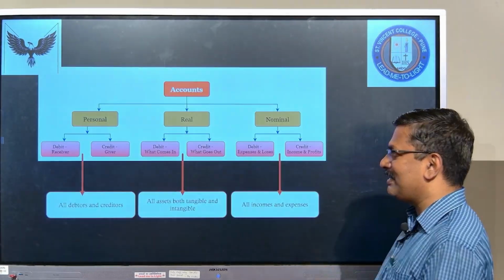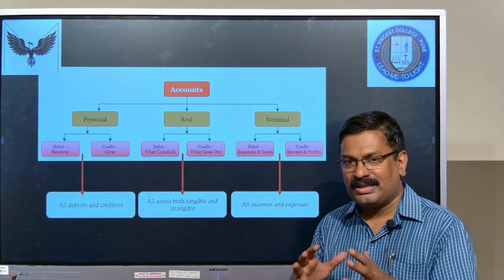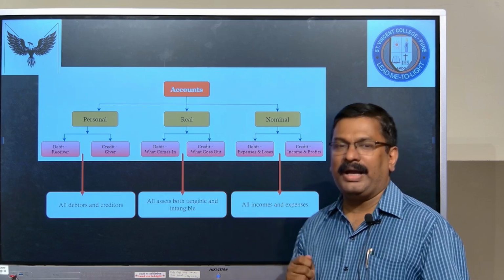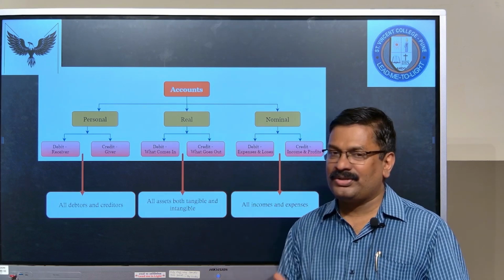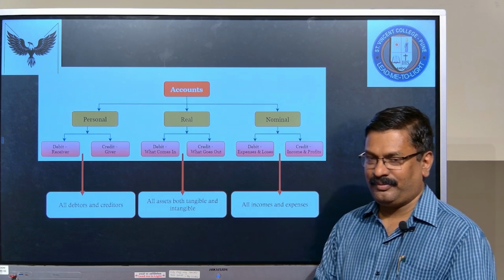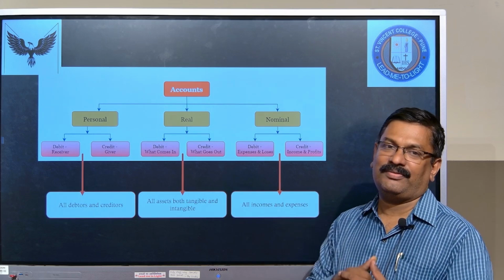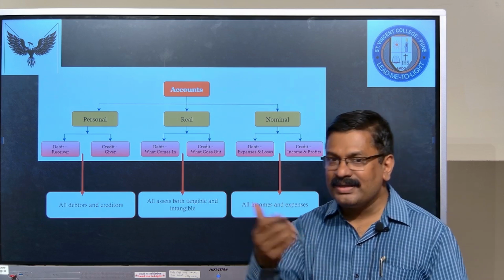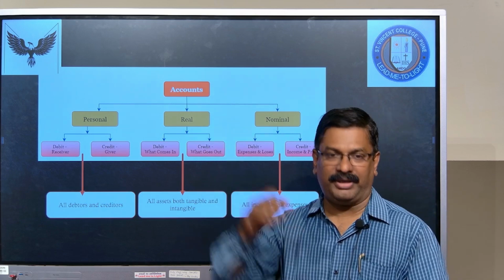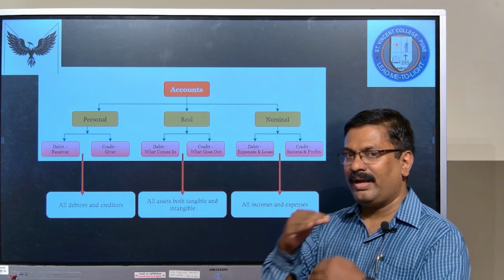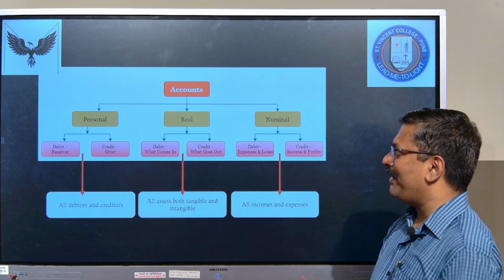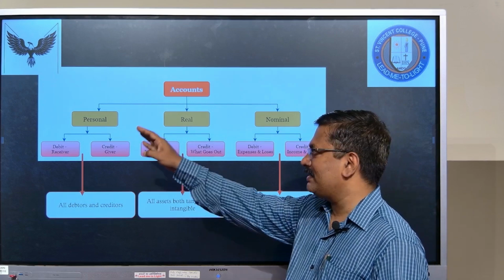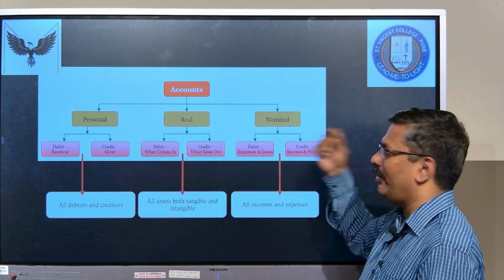When you look at accounting as a discipline, every transaction has two effects. Let's say I am buying goods: I get the goods and I pay the money. These are called the dual aspects of an accounting transaction, a business transaction. When I am receiving some money, I am giving something in return. So there is a give and take happening. On that basis, accounting is divided into three aspects: personal, real and nominal.